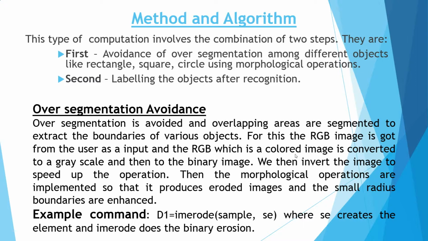To look more deeply into over-segmentation avoidance, over-segmentation is avoided and overlapping areas are segmented to extract the boundaries of various objects. For this, the RGB image is taken from the user as input, and the RGB, which is a colored image, is converted to grayscale and then to a binary image. We then invert the image to speed up the operation. Then the morphological operations are implemented so that they produce an eroded image and the small radius boundaries are enhanced. The example command for this is shown below.